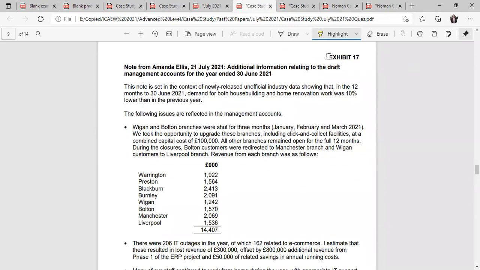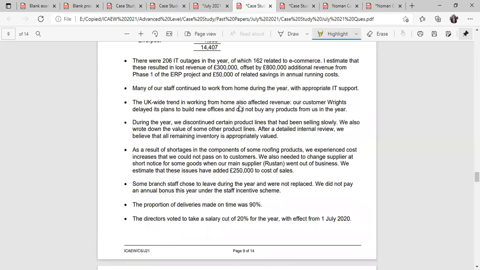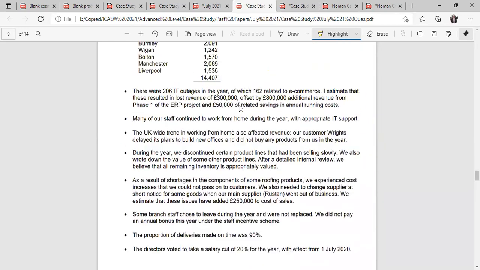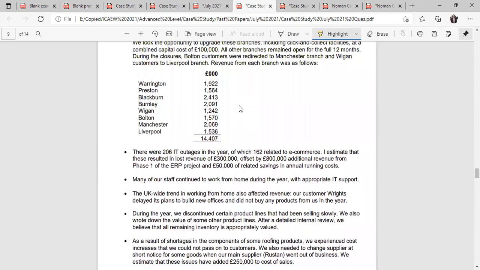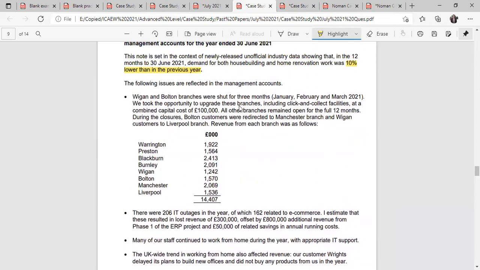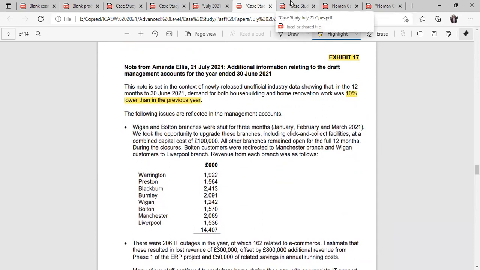Yes, this is my Exhibit 17. This notice is set in the context of newly released unofficial industry data showing that in the 12 months to 30th June 2021, demand for both house building and home renovation work was 10% lower than the previous year. Obviously, if demand is lower, then definitely there will be some impact. Again, we have some information here as well. What we have to do is review this information and then make a proper brief comment about what it is, basically. So this is basically our Exhibit 17.